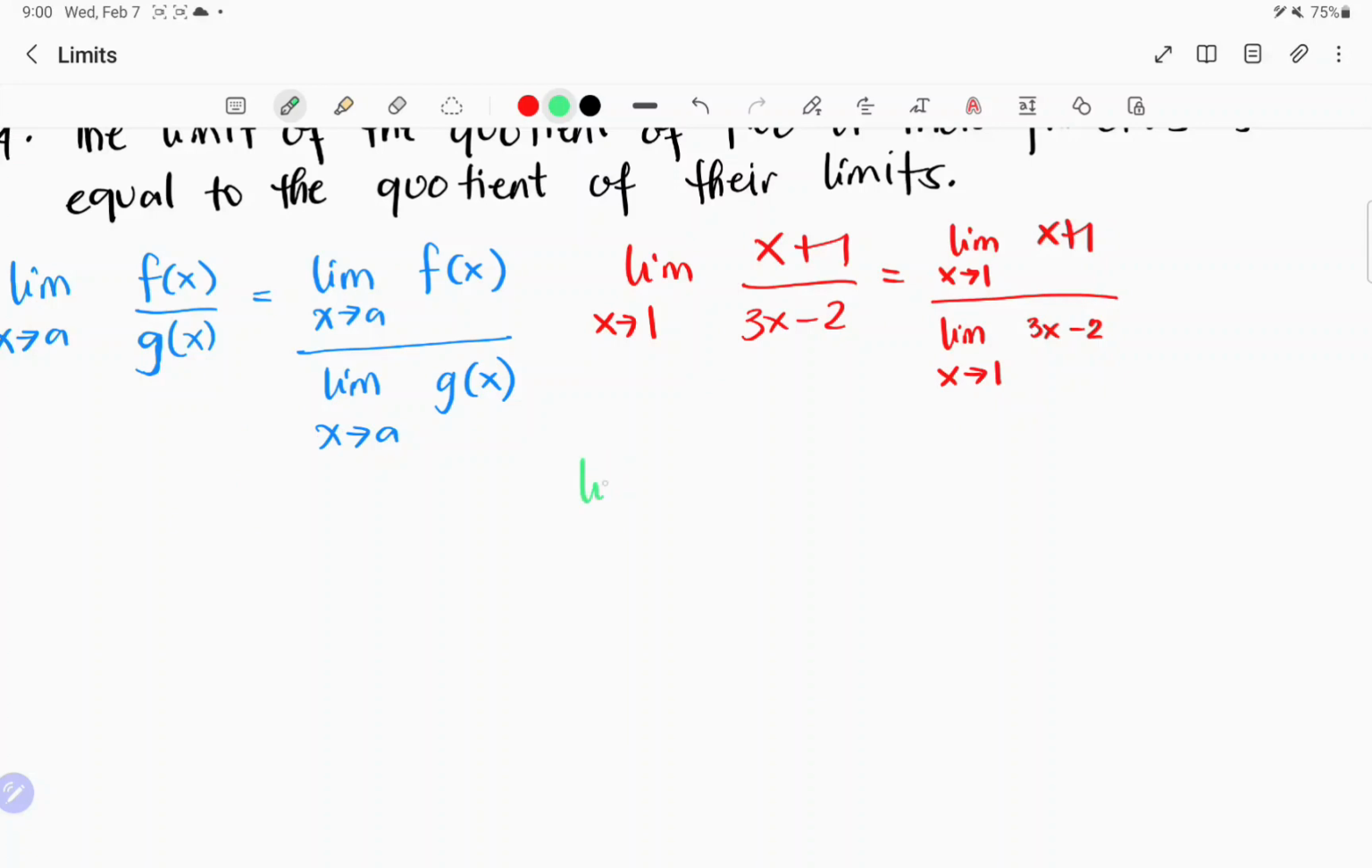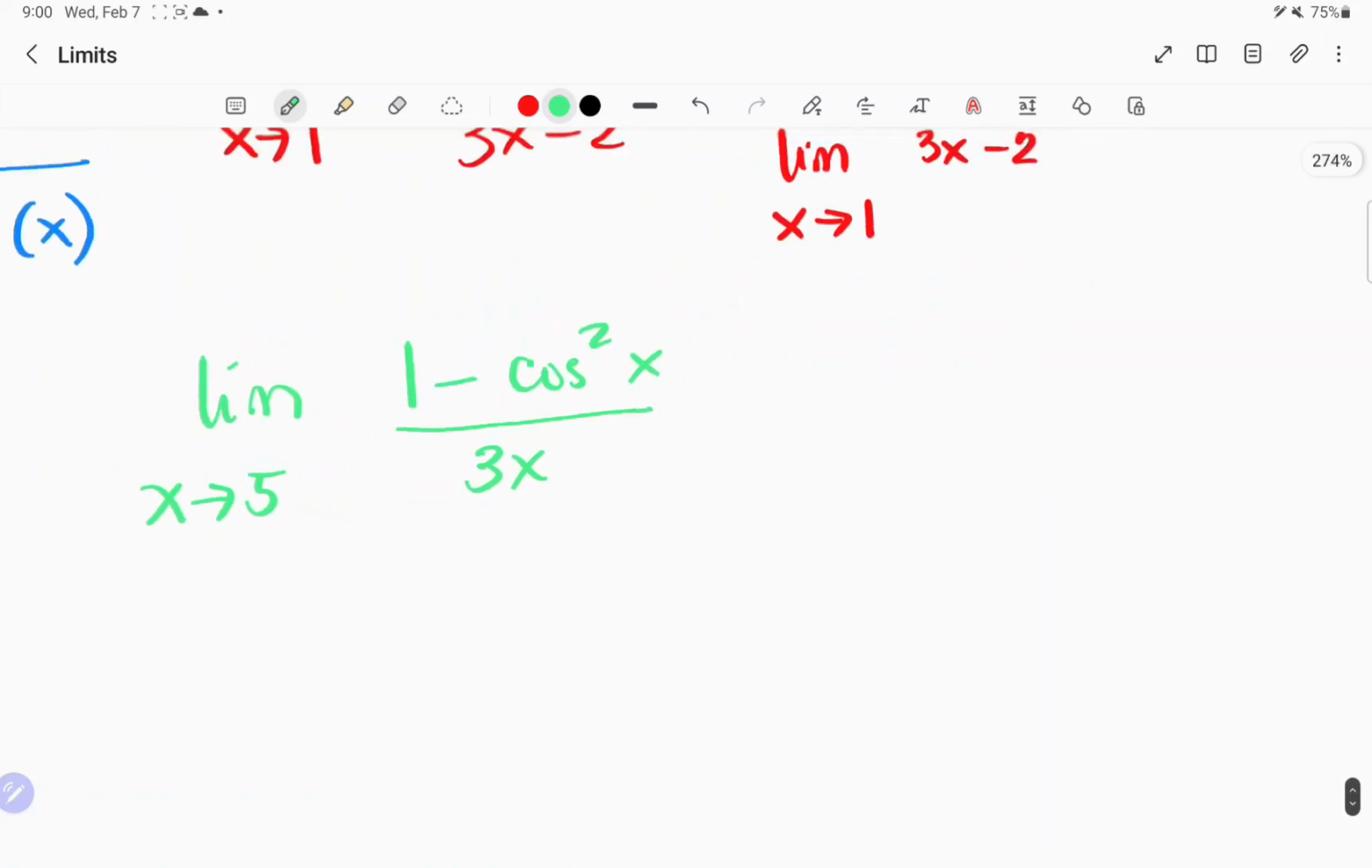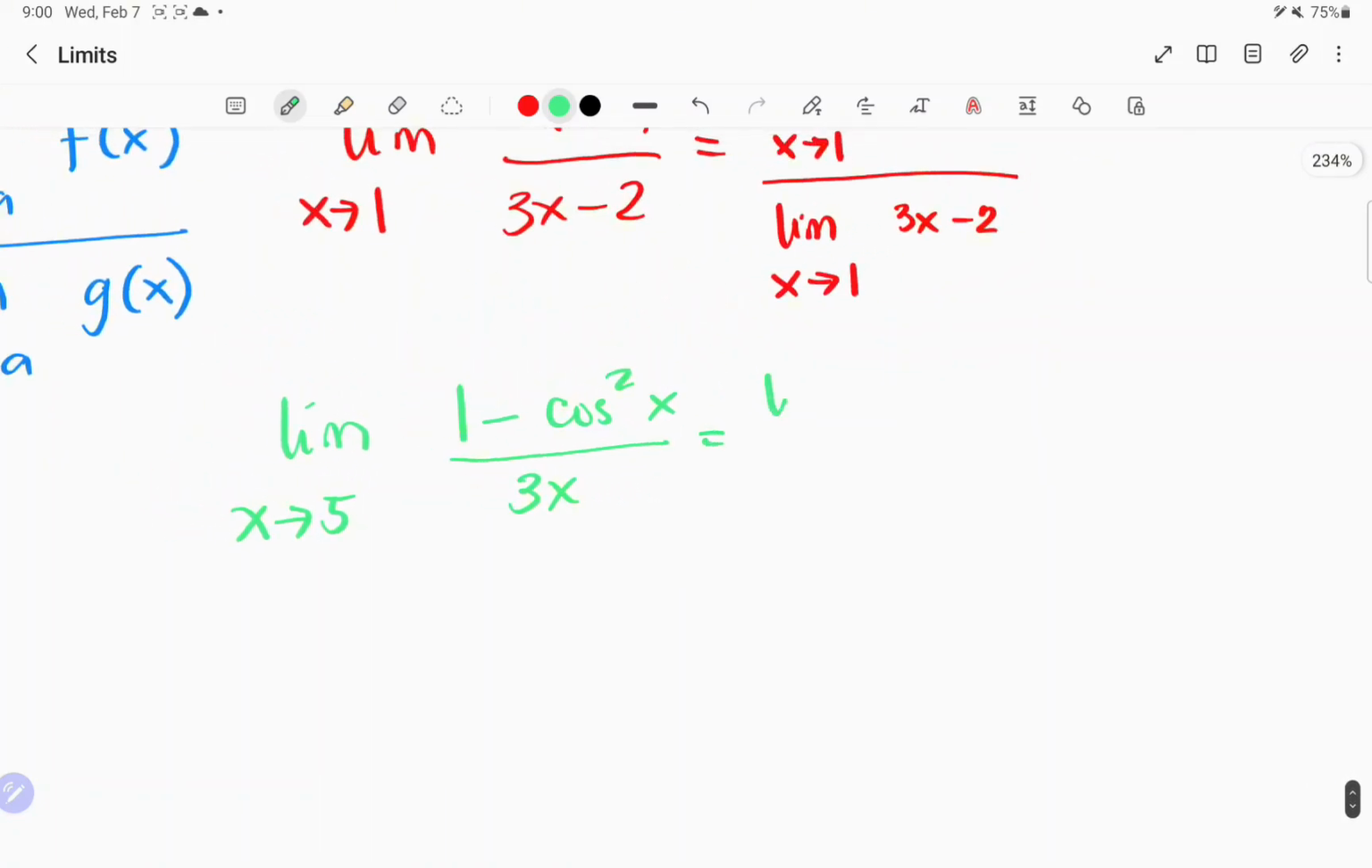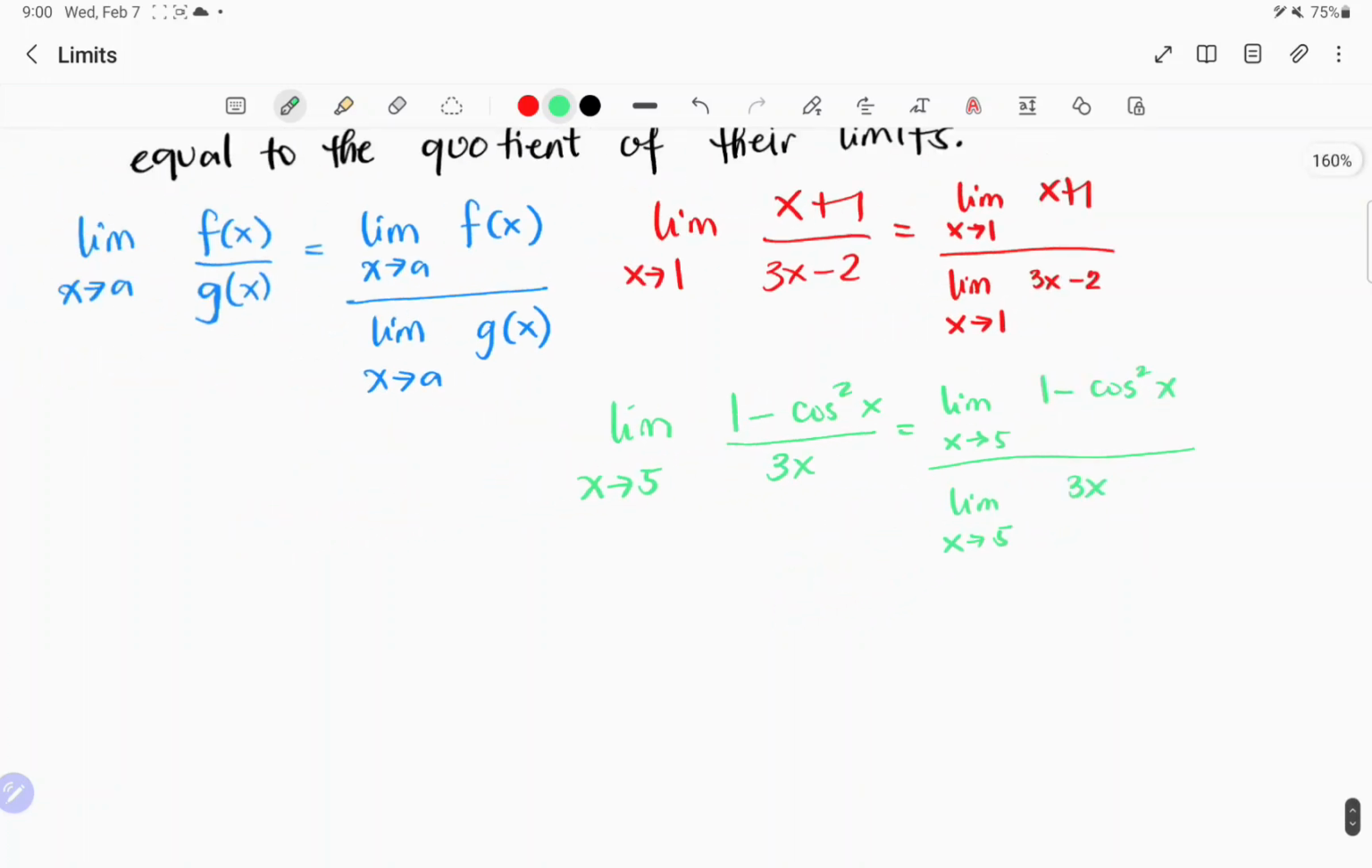Another example, we have the limit of 1 minus cosine squared x over 3x as x approaches 5. We could rewrite this as the limit of 1 minus cosine squared x as x approaches 5 over the limit of 3x as x approaches 5. Then we can now simplify each limit of our numerator and denominator so that we could find the limit of the whole rational function.